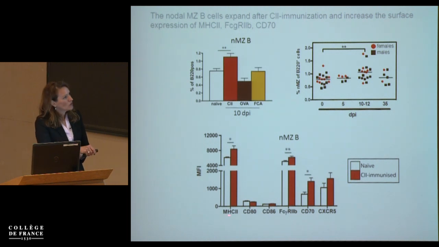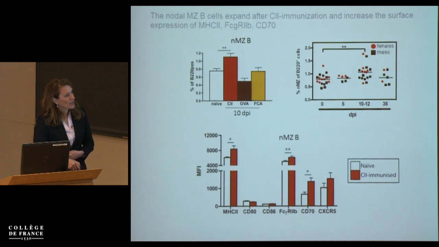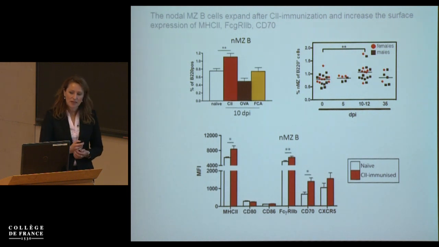And also if you look at different markers on the cells, comparing naive and collagen immunized mice, the nodal marginal zone B cells upregulate MHC class II, they upregulate Fc gamma receptor 2b, and they upregulate CD70. There's a trend that CXCR5, which is a chemokine receptor important for the migration of the cells, seems to be upregulated. That indicates that these cells are antigen activated.